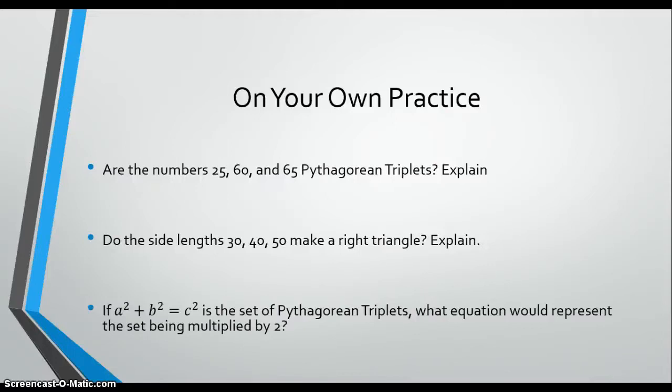So here's some on your own practice. We want to know if the numbers 25, 60, and 65 are Pythagorean triplets and explain why. And do the side lengths 30, 40, 50 make a right triangle, and explain why. And you want to make an equation that would represent the set of Pythagorean triplets being multiplied by 2 using a squared plus b squared equals c squared. You will get these answers tomorrow in class.